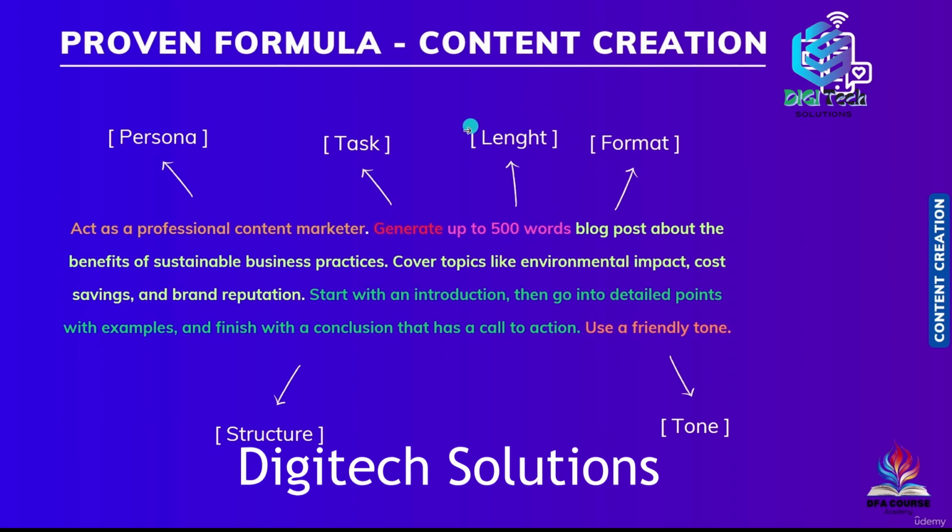The length, so up to 500 words. So here we can type 3 pages slide, 4 pages article, for example up to 2000 characters and so on. Next, the format. So blog post about the benefits of sustainable business practices, cover topics like environmental impact, cost savings and brand reputation. So here we are just specifying what should be in the answer.